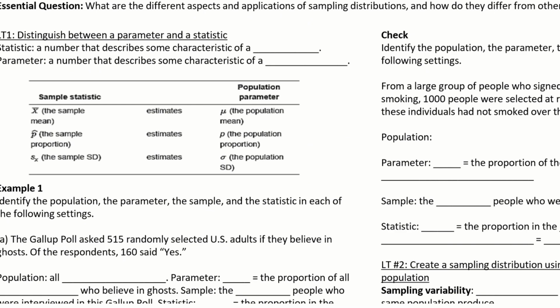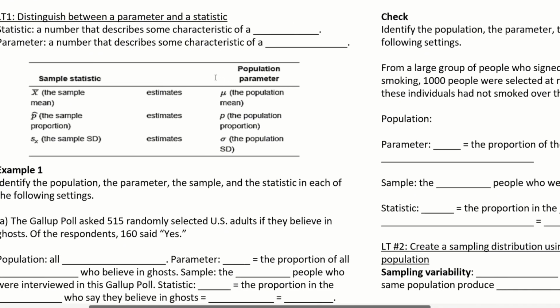The first learning target is to distinguish between a parameter and a statistic. A statistic is a number that describes some characteristic of a sample. Remember the main thing of statistics is you are trying to study populations by taking a sample, and the sample should be representative of the population so that you can learn something about the population. But sometimes it's too difficult to study the entire population, and that's why we take samples. The information we get from the sample is a statistic.